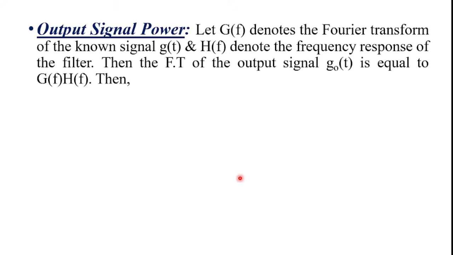So we know that G of f is the Fourier transform of the known signal g of t, and H of f is the frequency response of the filter. Then the Fourier transform of the output signal, small g naught of t, is the product of the Fourier transform of the known signal and the frequency response of the filter. That is, capital G naught of f is equal to G of f into H of f.